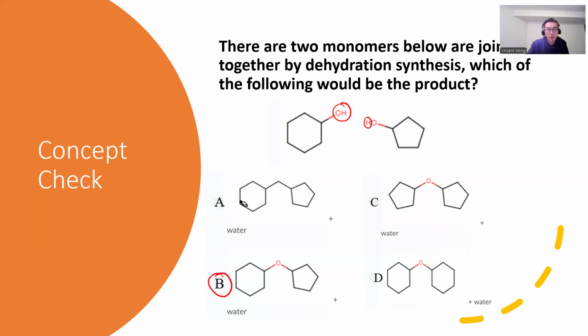Some people chose A, but don't forget you are taking just a water out, H2O. There's going to be an O in the middle. It's not going to be C because if you pay closer attention, you can see both of them are pentagon, and these are both hexagon. It's one hexagon and one pentagon.